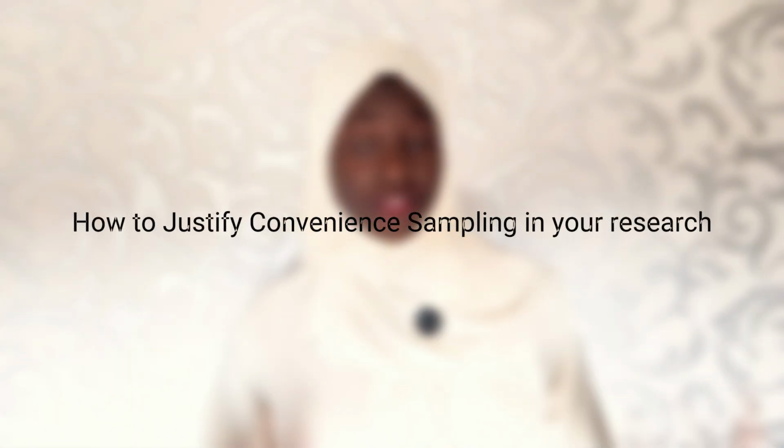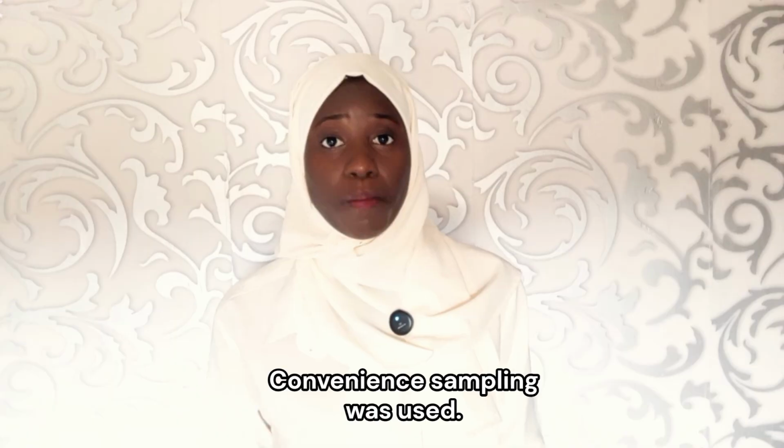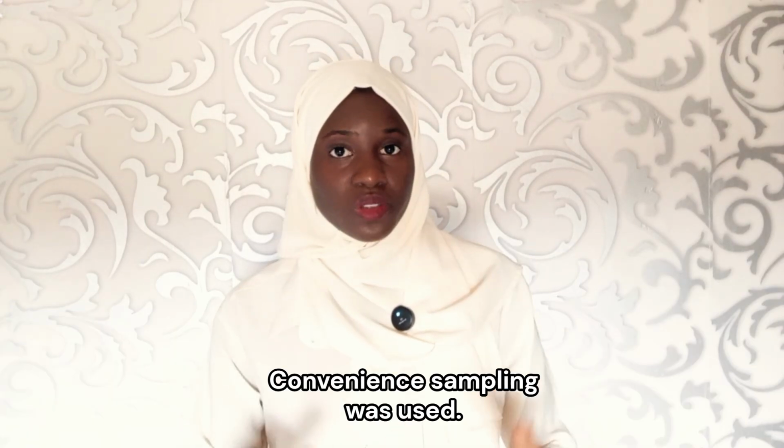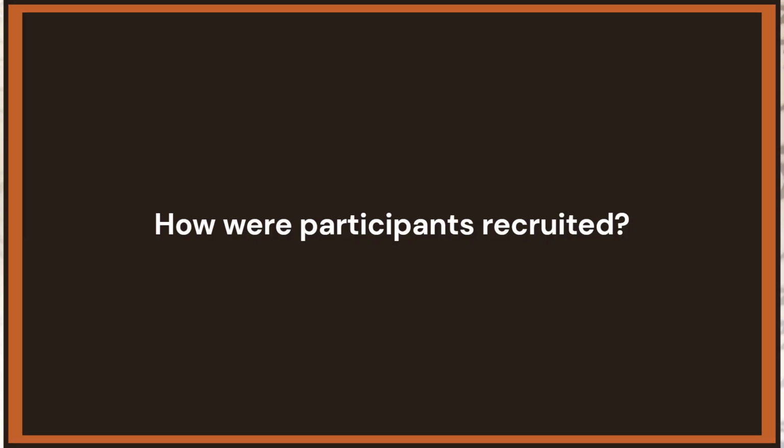Now, to justify a convenience sampling, one sentence is not enough. Don't just write that a convenience sampling was used. You want to explain the why behind it. Why did you use a convenience sampling? And if you really want to justify it, it should answer these 3 questions. So the first one is, why was the method chosen? Was it because you have a limited amount of time or money or any other limitation that is practical and reasonable? The second one is, you want to explain how the participants were recruited.